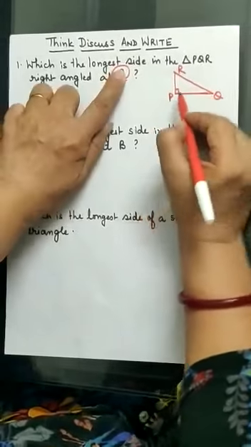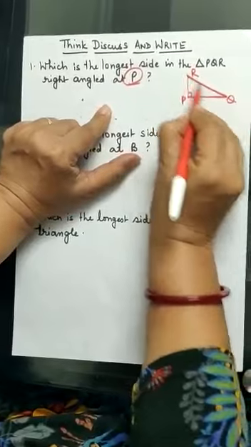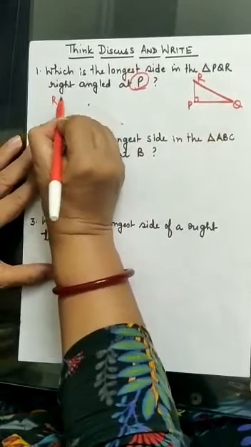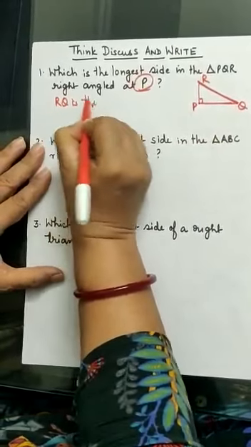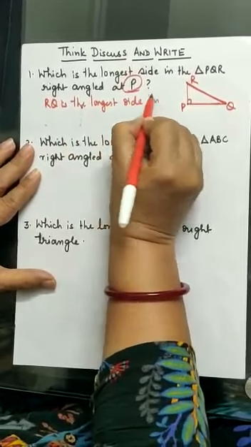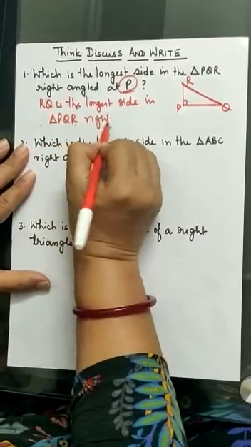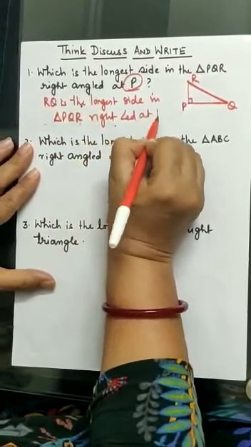So which is the longest side? Side opposite to right angle. Side opposite to right angle is RQ. So we'll say RQ is the longest side in triangle PQR, right angled at P.